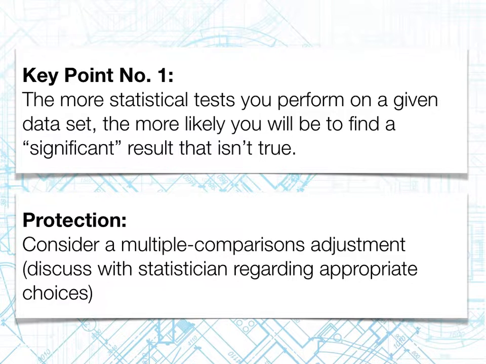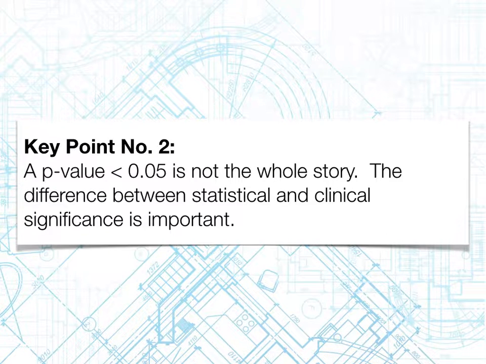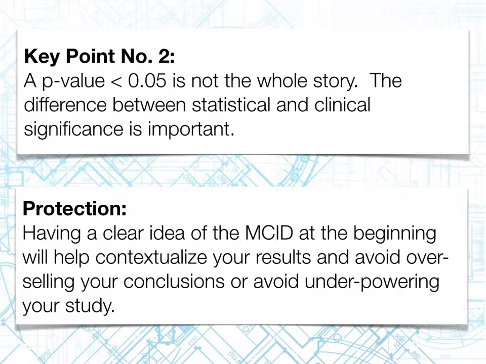The second is to apply a correction factor to your level of significance. This is often necessary in post hoc testing, where multiple comparisons are being done. Ask for advice about A, whether this is necessary, and B, what correction factor is most appropriate for your situation, as there are several options. The second key point is that statistical significance alone may not be enough. Having a clear idea of the MCID at the beginning will help contextualize your results and avoid overselling your conclusions or underpowering your study.